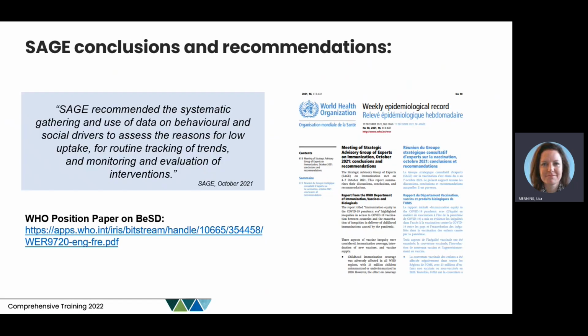interventions. Now, like I said, WHO's Strategic Advisory Group of experts on immunization reviewed all of this work in October 2021 and issued a series of recommendations to programs and partners to be systematically gathering and using this data to understand reasons for low uptake and to be tracking trends and carrying out monitoring and evaluation. These recommendations and a summary of this entire body of work over the last 3 years of the whole tool development and testing and validation work is summarized in this position paper.